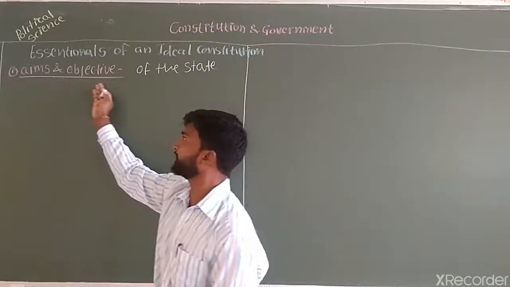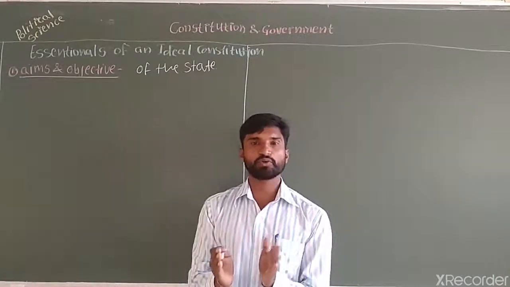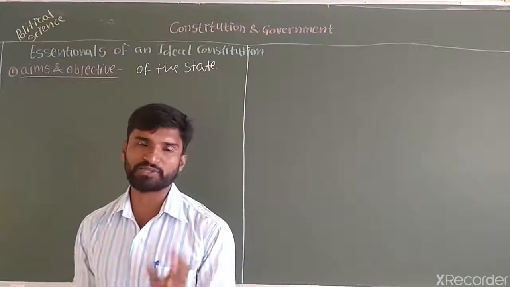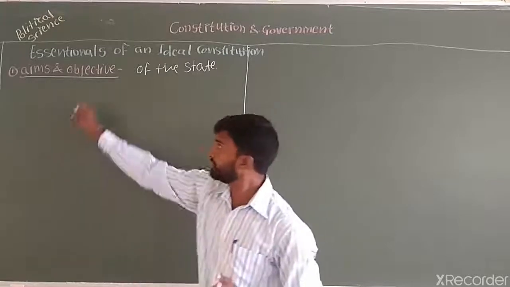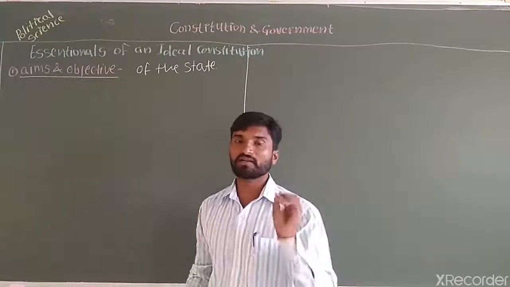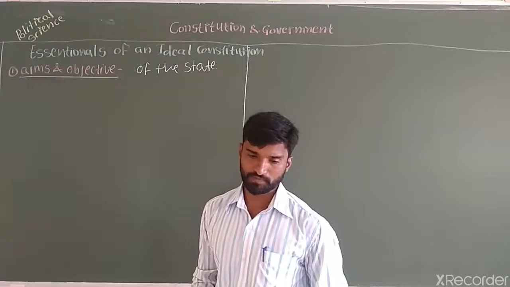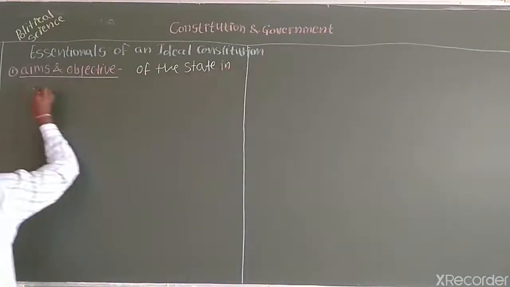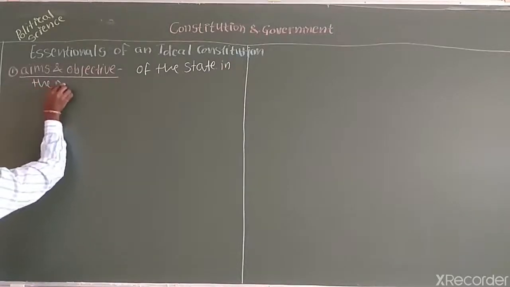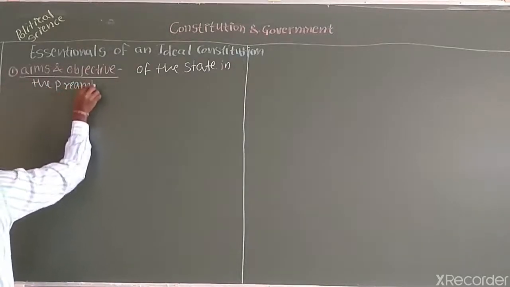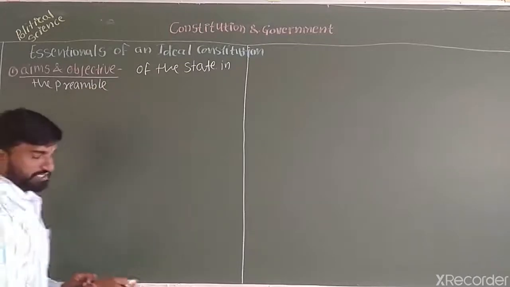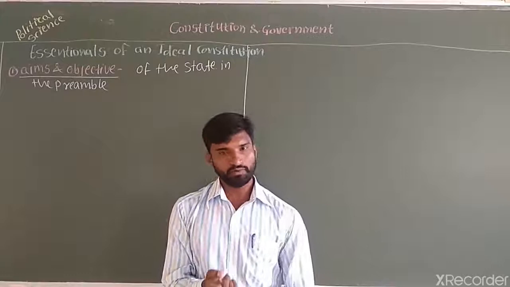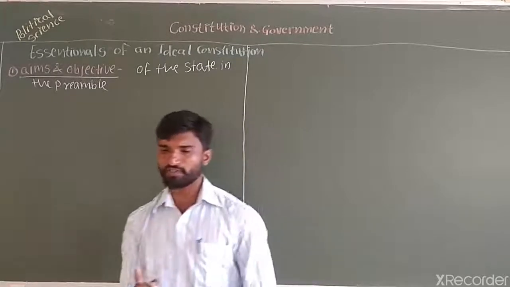So it is like a path. On that the whole constitution, the whole state is going to be governed, the whole state is going to run its administration, and these aims and objectives are contained in the preamble. The preamble consists of the aims and objectives of the state in our constitution. So this is the first point.